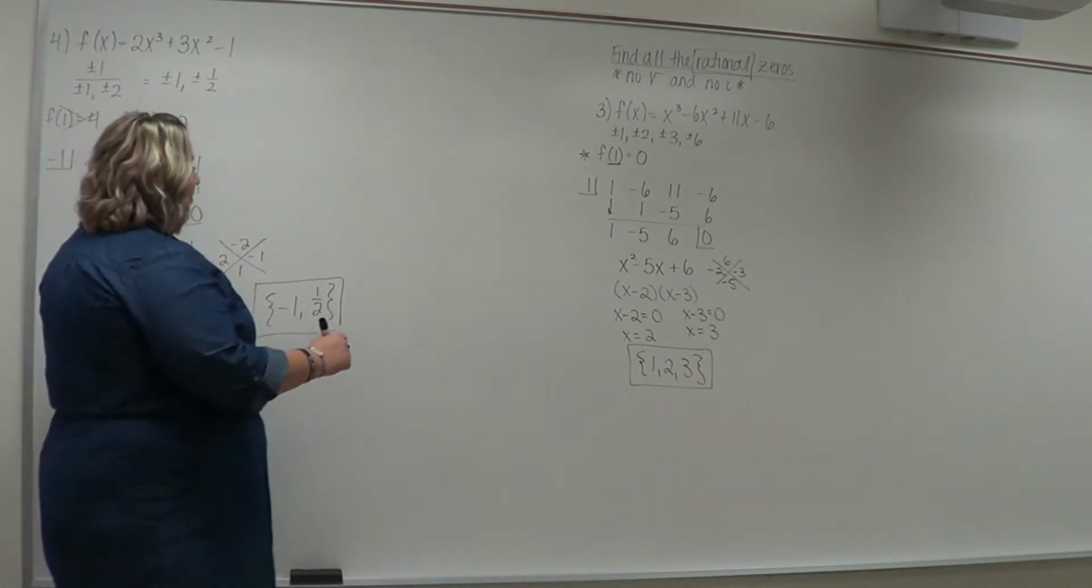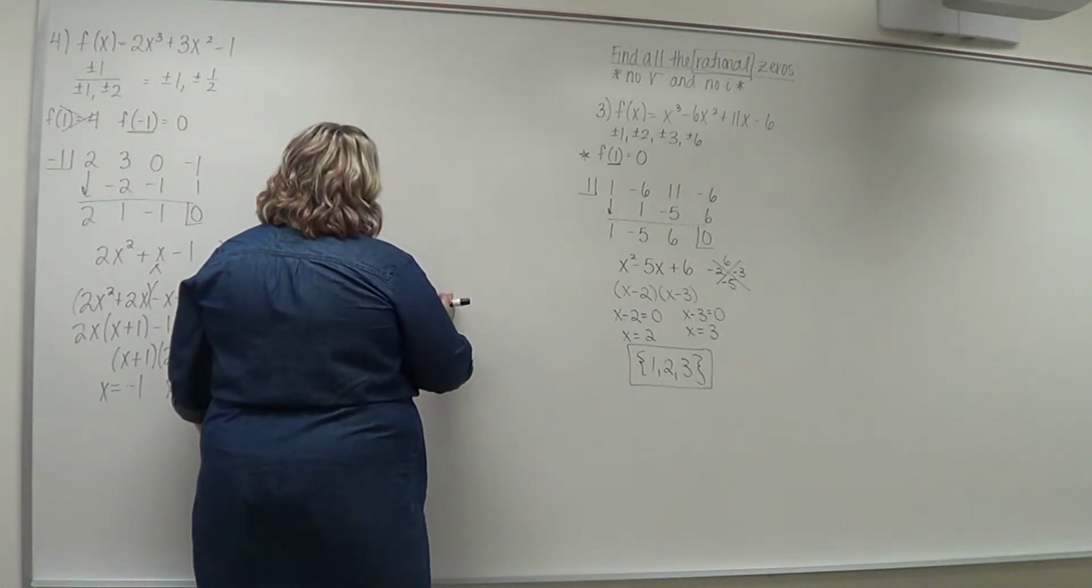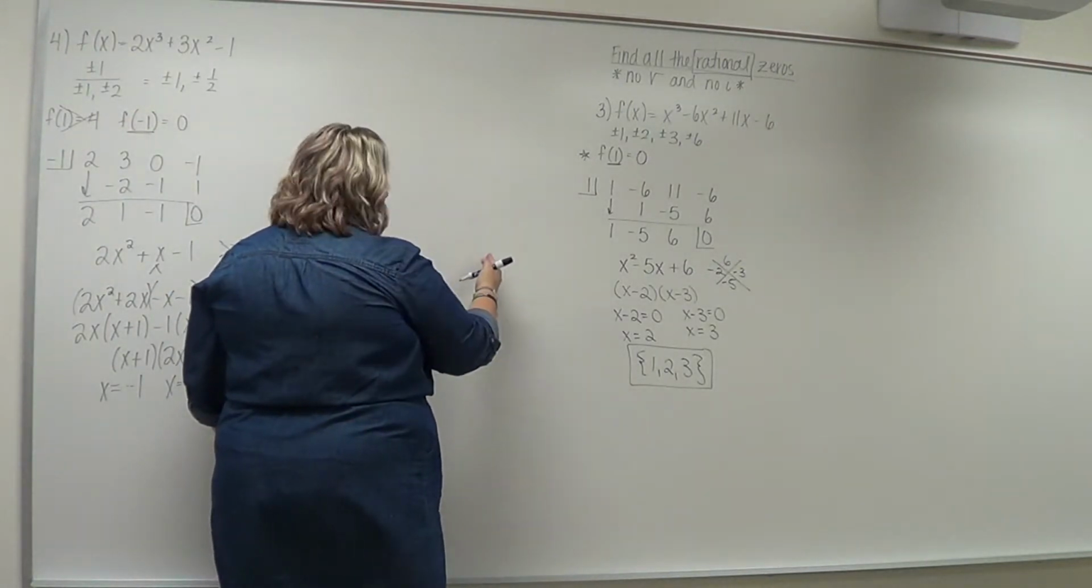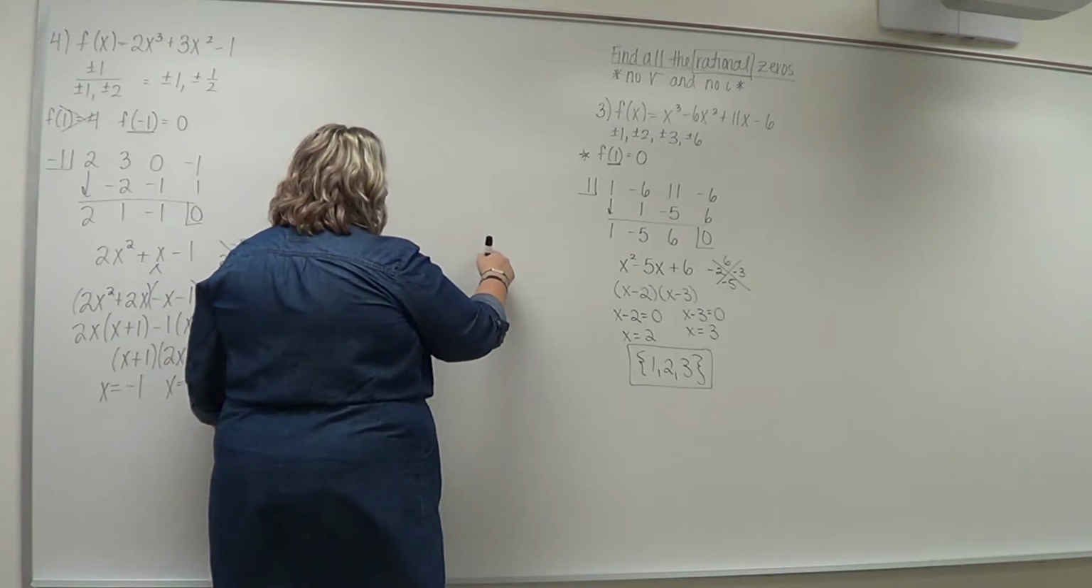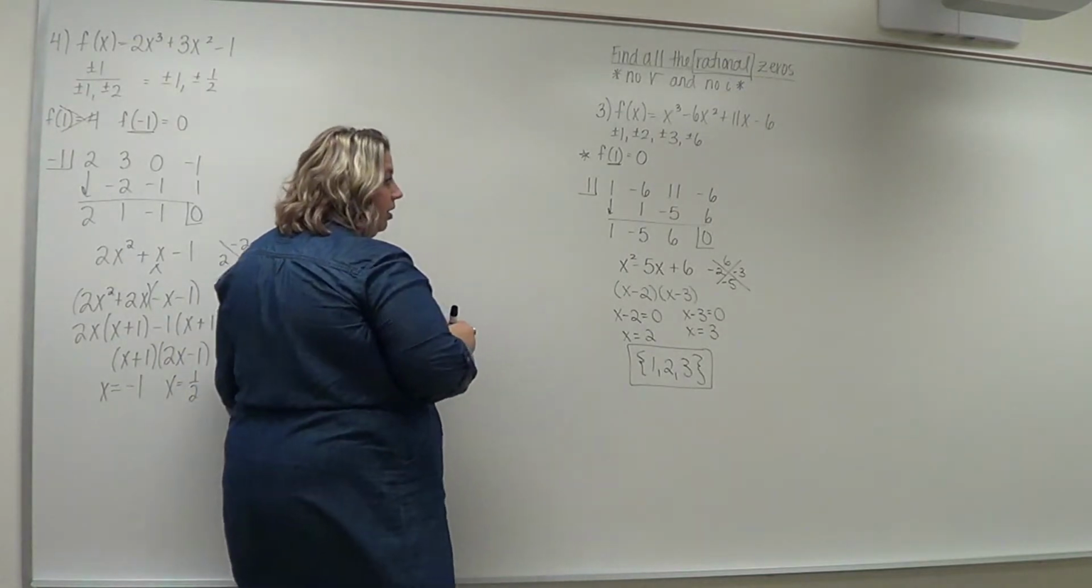It means when you're graphing, usually when you have zeros, it crosses through and it keeps going. When you have multiple zeros, once it hits that 0, it changes direction. Okay.